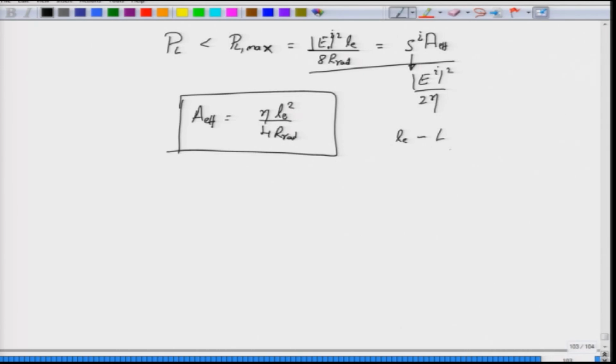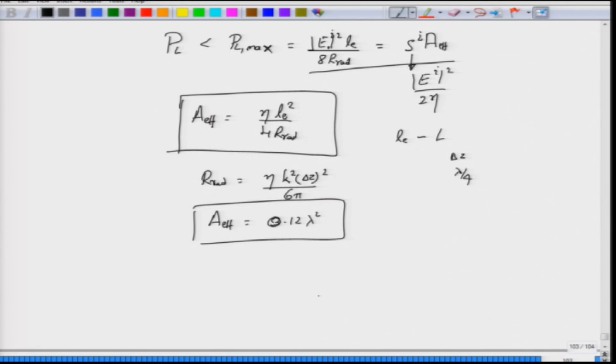For a short dipole, this length will be about delta z, for the half wave dipole this would be about lambda by 4, and for the short dipole you have also derived the equation for the radiation resistance as eta k square delta z square divided by 6 pi. If you take LE as delta z, as a first approximation, then after you substitute all the factors into that expression, you can show that this effective area will be about 0.12 lambda square. This 0.12 is basically coming as 3 by 8 pi.